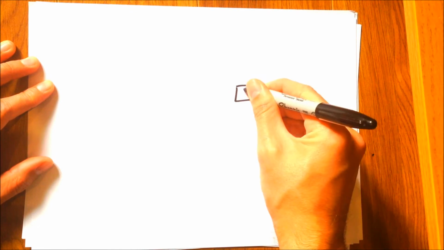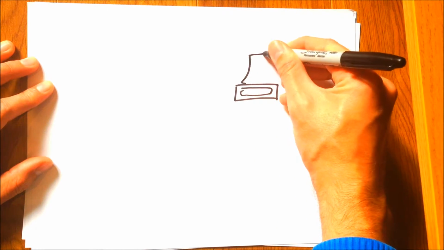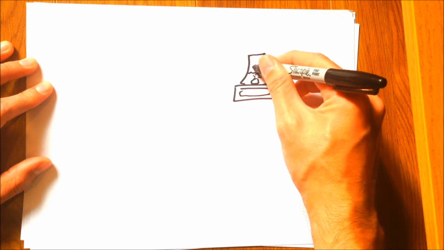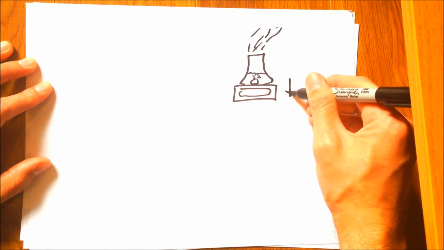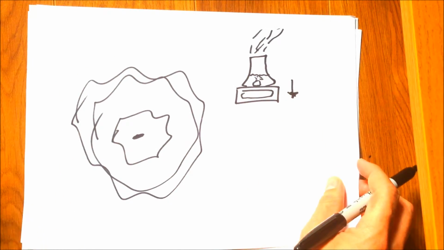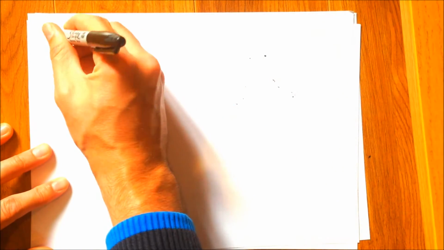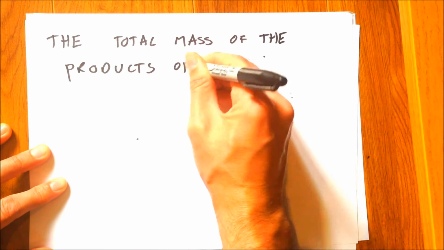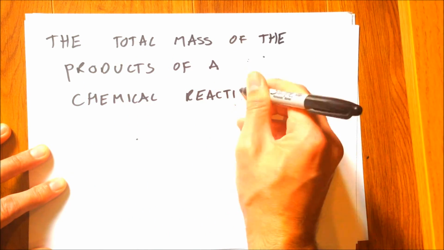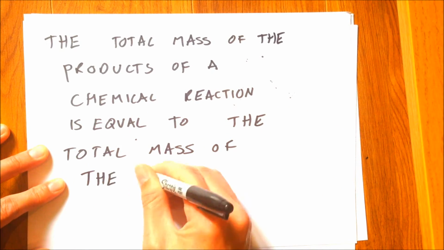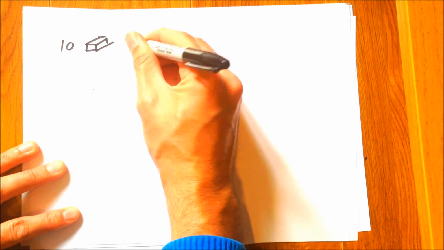This can be applied to all sorts of reactions, whether there's multiple reactants, multiple products are made, if a gas is made and escapes the vessel, or if one simple chemical just decomposes. The total mass of the products of a chemical reaction is equal to the total mass of the reactants. This is the principle of conservation of mass. The total mass of the products that you get at the end will always be equal to the total mass of what went in. Mass can't be created or destroyed in a chemical reaction.